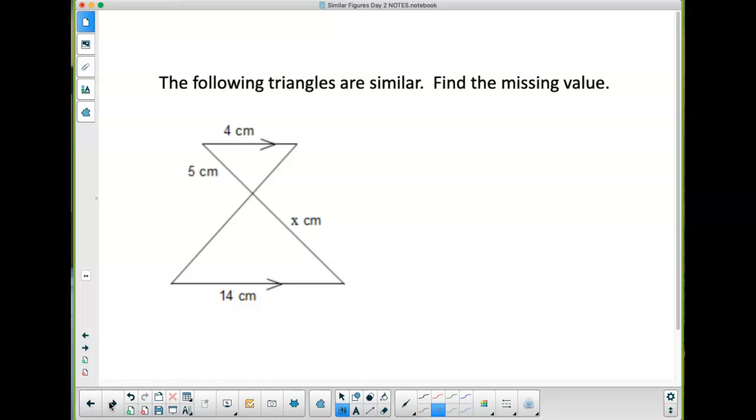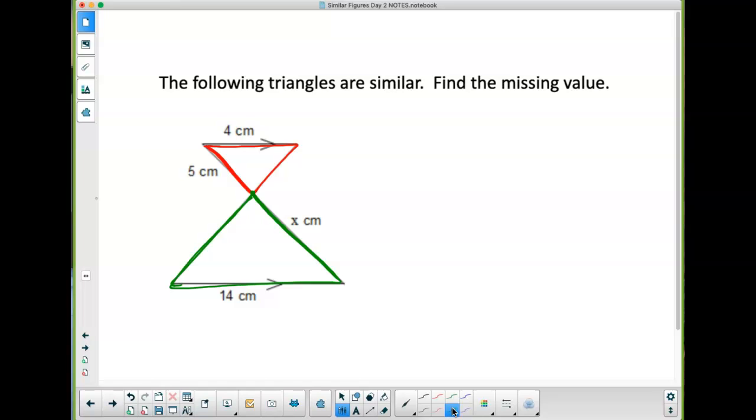So again, the following triangles are similar. This time I hope you see 2 triangles. Okay? But one of them is just kind of flipped upside down. So it has to be rotated. So we have a triangle up here, and we have a triangle down here. But this triangle on the top has to be rotated around.